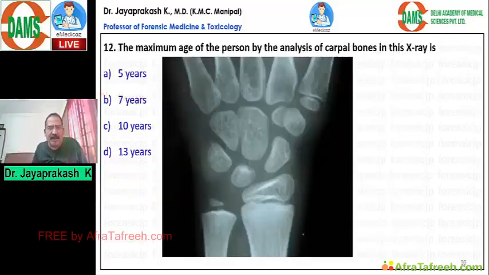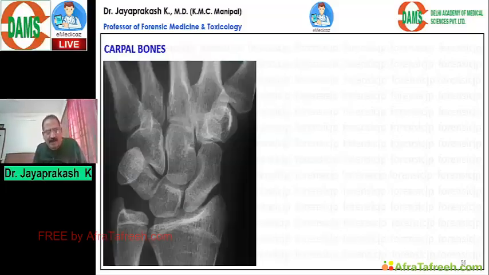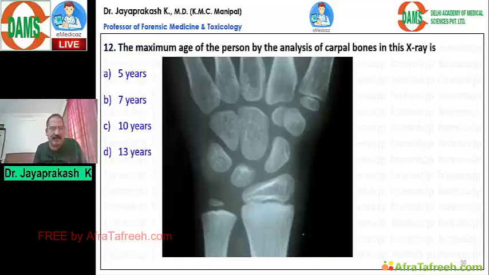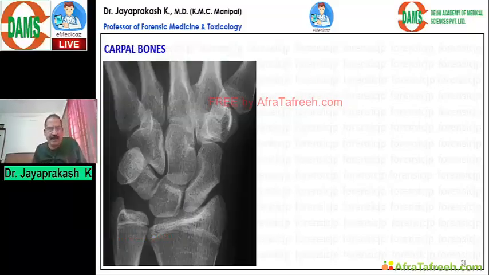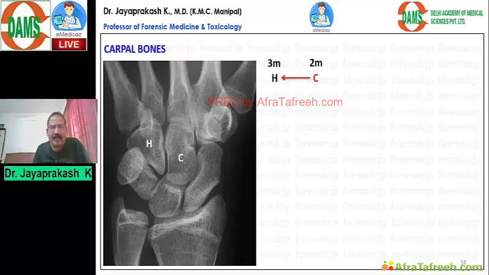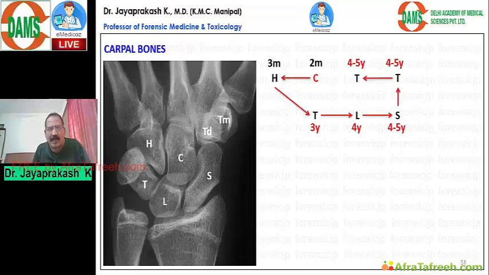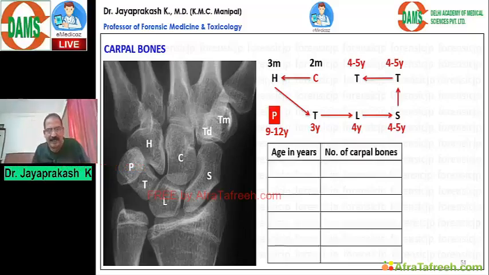What is the maximum age of a person by the analysis? Most of the time they go on asking about carpal bones. I will show you a picture now, and I will go a bit fast. The first to appear is the capitate at the age of 2 months. Then the hamate at 3 months. Then comes the triquetrum. Tri means 3 years. Lunate 4 years. Then scaphoid and trapezoid at 4 to 5 years. Pisiform is the last bone, 9 to 12 years.